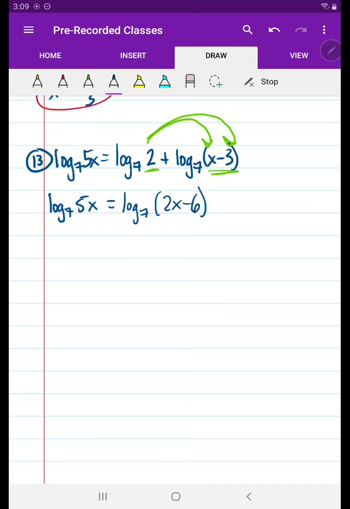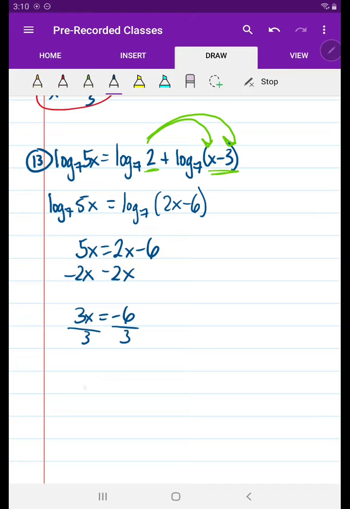So now we have only one log base 7 on either side, so we can drop it, and we'll get 5x is 2x minus 6. And we can solve that, subtract 2x from both sides, so we have 3x is negative 6, divide by 3, and x is negative 2.